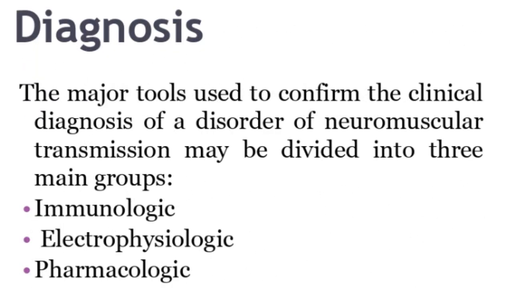Diagnosis: The major tools used to confirm the clinical diagnosis of disorders of neuromuscular transmission may be divided into three main groups: immunologic, electrophysiologic, and pharmacologic. Measuring serum antibody levels is often helpful. Acetylcholine receptor binding antibodies are found in 80 to 90% of patients with generalized myasthenia and 55% with ocular myasthenia. Antibodies to MuSK should be measured if acetylcholine receptor antibodies are not elevated. Normal antibody levels do not exclude the diagnosis.